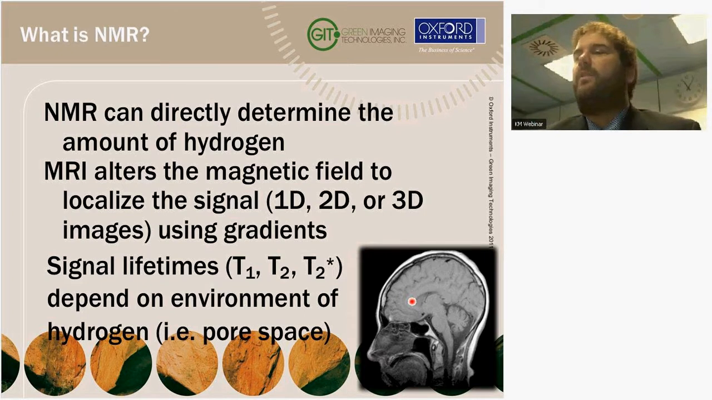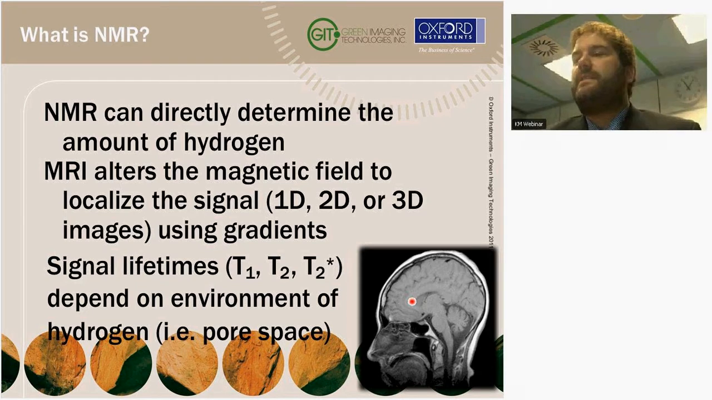In rock analysis, we often don't localize the signal. We're interested in the properties of the hydrogen. So I mean the signal lifetimes. The signals we detect will have finite lifetimes, and lifetimes are known as things like T1, T2, and T2 star. And you've heard these terms from logging in NMR logs. But think of them as just simple signal lifetimes.